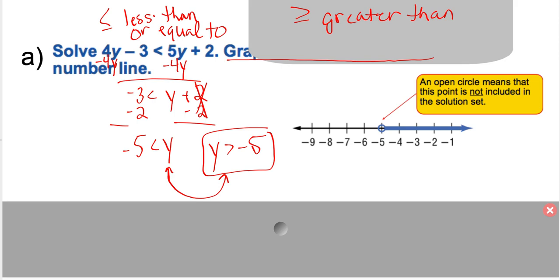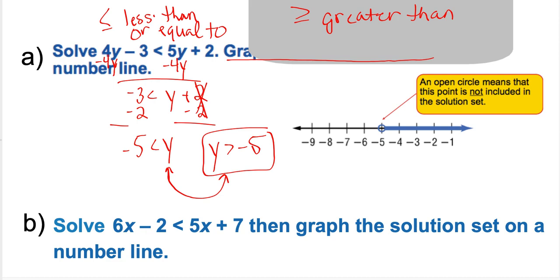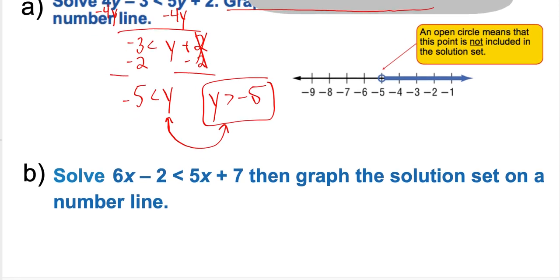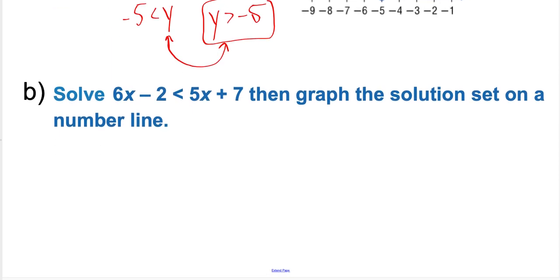All right? Now, the other version of this, like I just mentioned, if it's greater than or equal to, if this has that equal to sign down there, that's got to be filled in. Okay? But since our solution didn't have that, it's an open circle. Okay? So we're going to do one more of these, and then we're going to look at some examples on the worksheet. Okay? So let's solve this one together here.